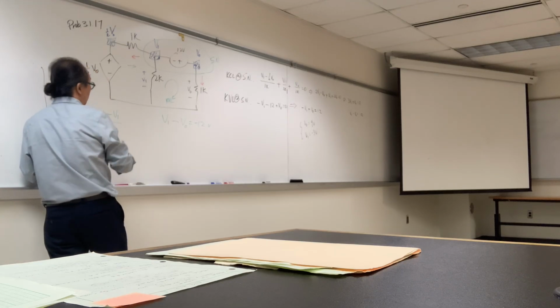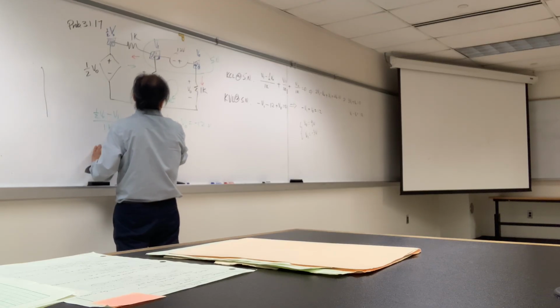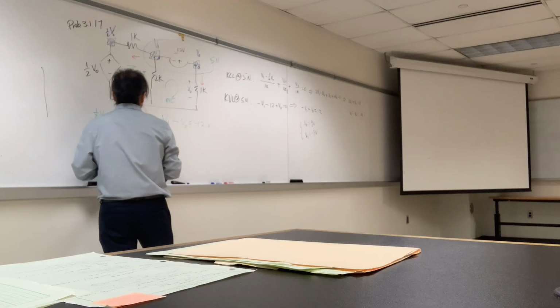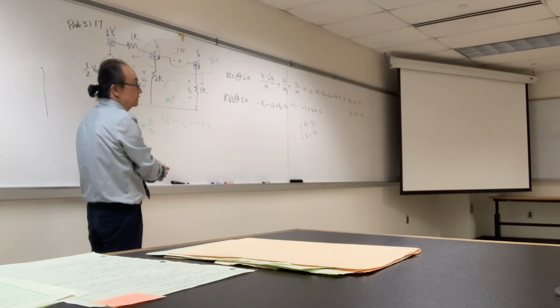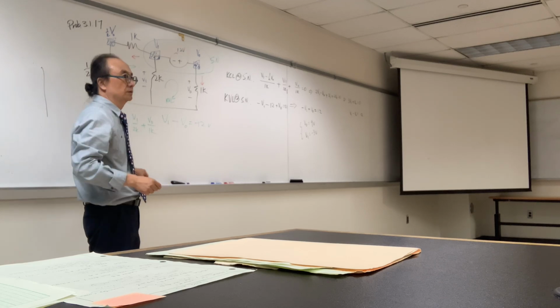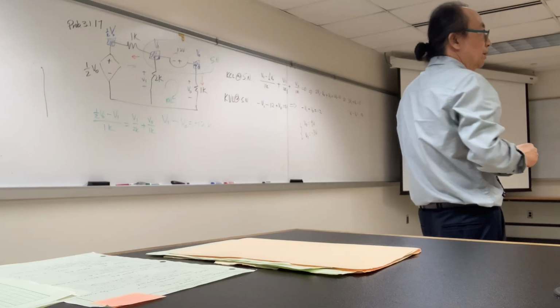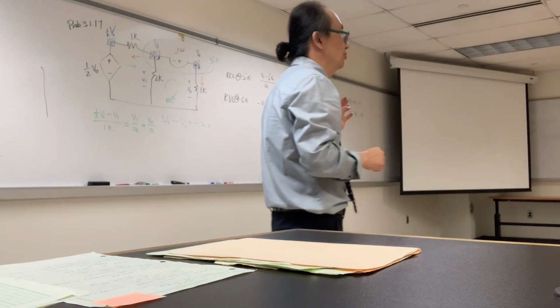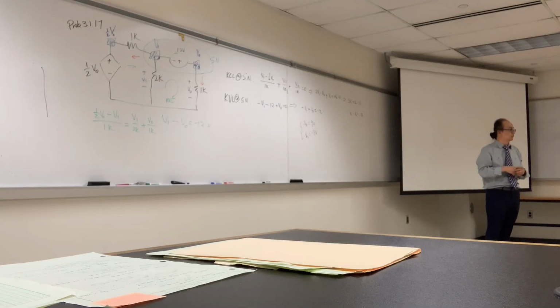That's the current entering equals V1 over 2K leaving, plus V naught over 1K leaving. And when you move this to the right hand side, we have exactly the same equations. So really it doesn't matter which way you put the directions of the current, but once you assign the directions of current, you are not allowed to change that in the same problem. It doesn't matter independent or dependent.